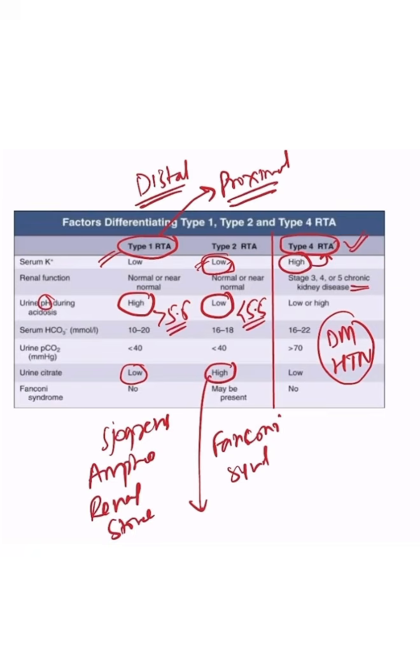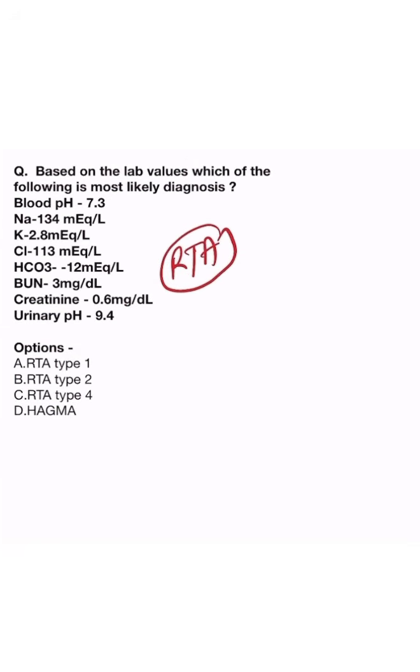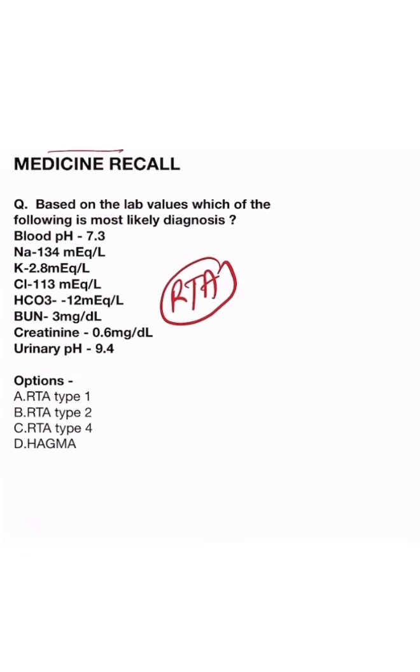Now moving ahead to the question again. In this, they gave the lab values and they asked for the diagnosis. First of all, the potassium was low, so straightforward type 4 RTA is not the answer. Okay, now look at the pH, it is more than 5.5, so the answer here could be type 1 RTA.